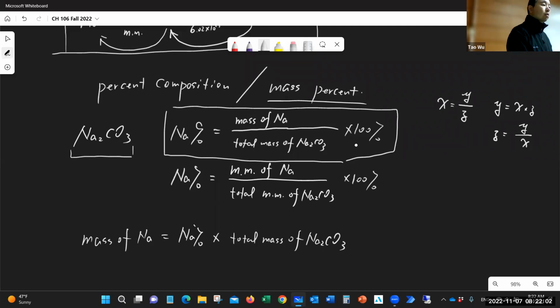So if you want to figure out the mass of sodium, which is on the top part, which is y, y should be equal to x times z, which is the sodium percent multiplied by the total mass of sodium carbonate.